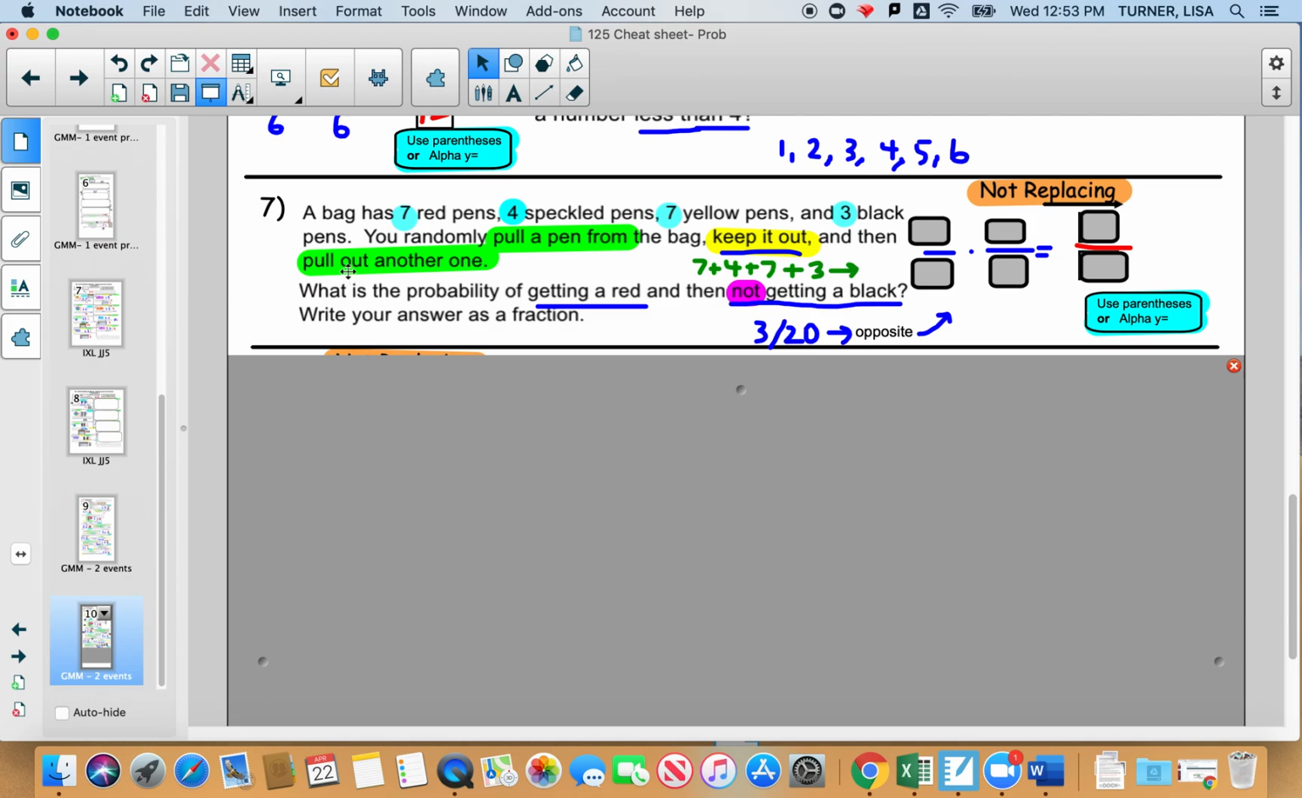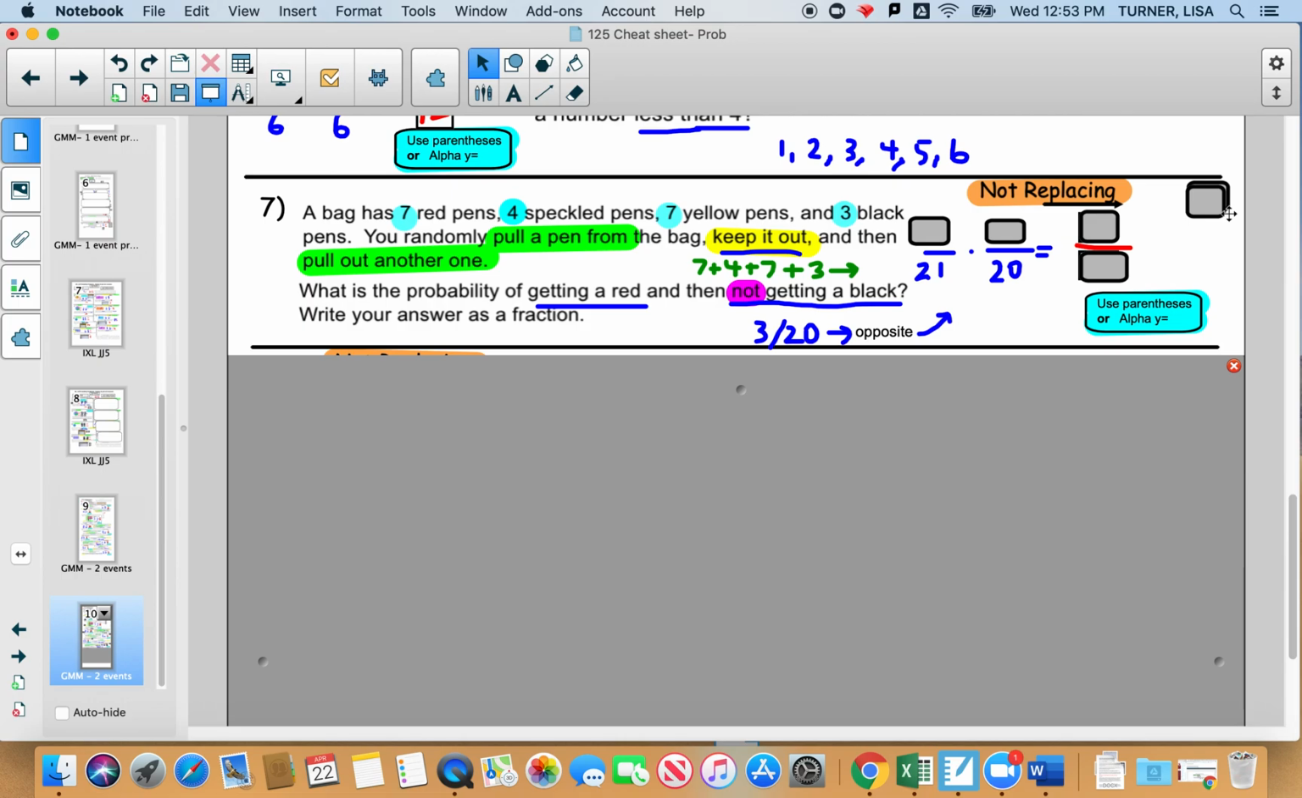A bag has 7 red pens, 4 speckled, 7 yellow, and 3 black. You randomly pull a pen from the bag and you keep it out. There's my information. I want to read all the way to the point of knowing. And so if I add all the pens up on my calculator, I have a total of 21 pens. But I keep it out, and so my second total that I'm choosing from is 20.